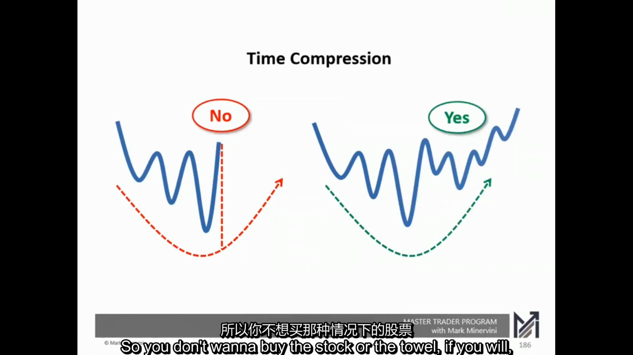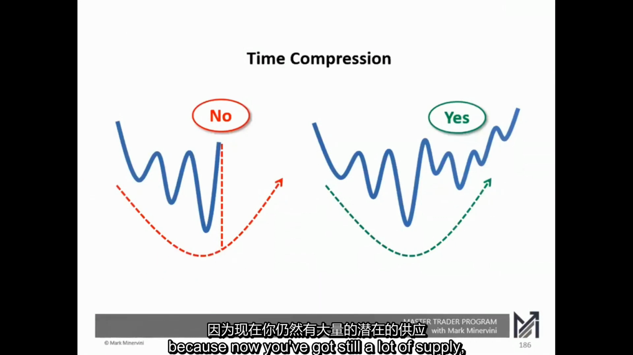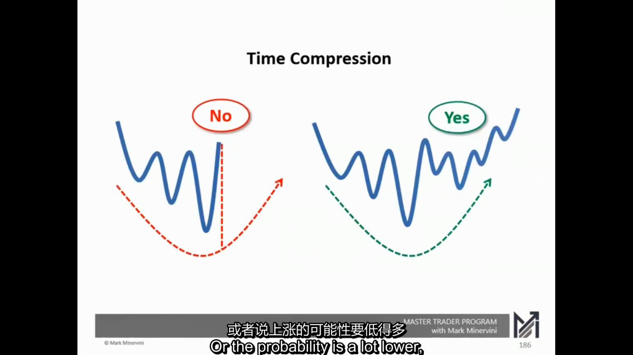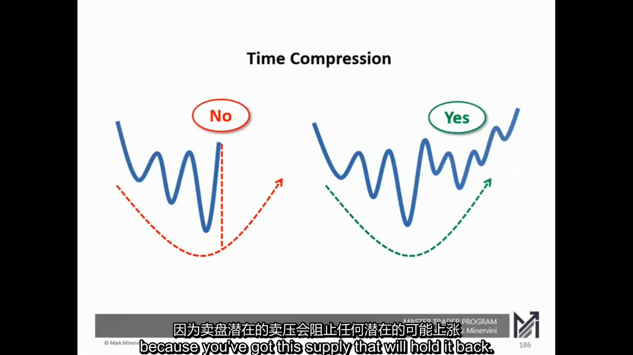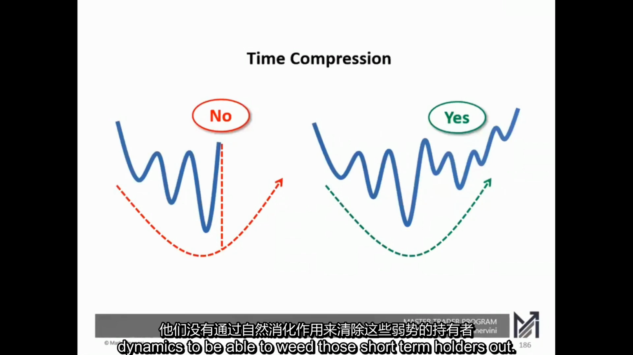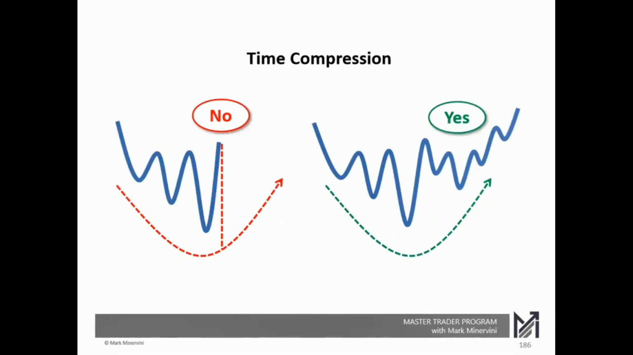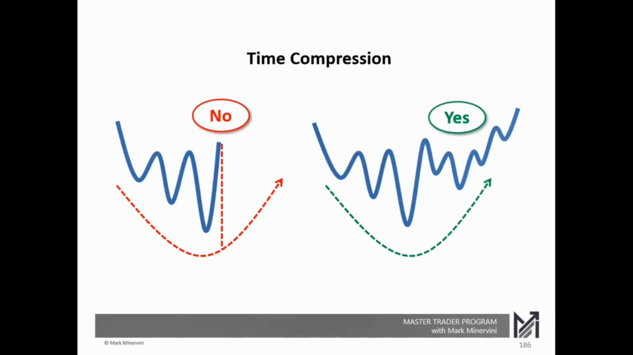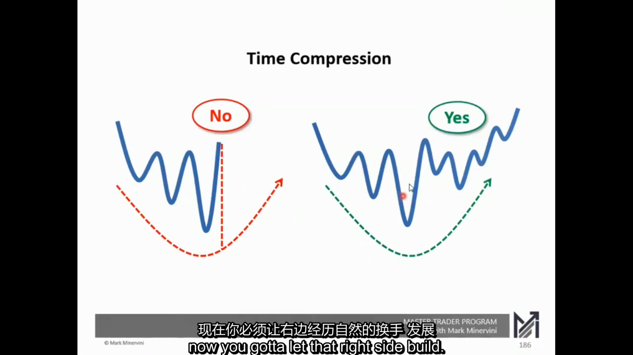So you don't want to buy the stock, or the towel if you will, when there's still a bunch of water in it, because now you've still got a lot of supply, and the stock can't take off and make a big move, or the probability is a lot lower, because you've got this supply that will hold it back. You've got the trapped buyers, you've got the profit takers. That has not gone through the natural dynamics to weed those short-term holders out, to now let the longer-term players come in and explode the stock when there's very little supply. So now you've got to let that right side build.